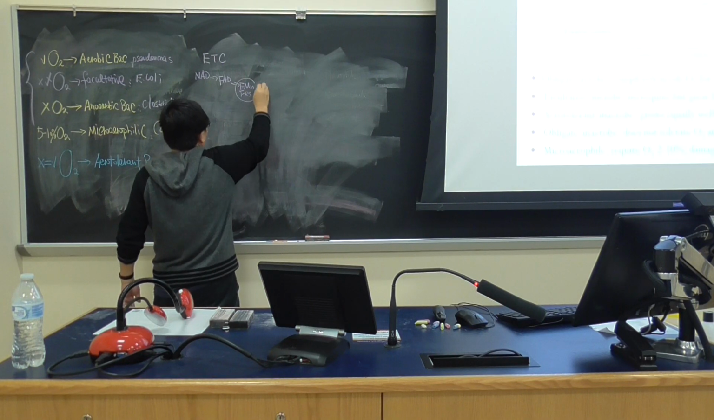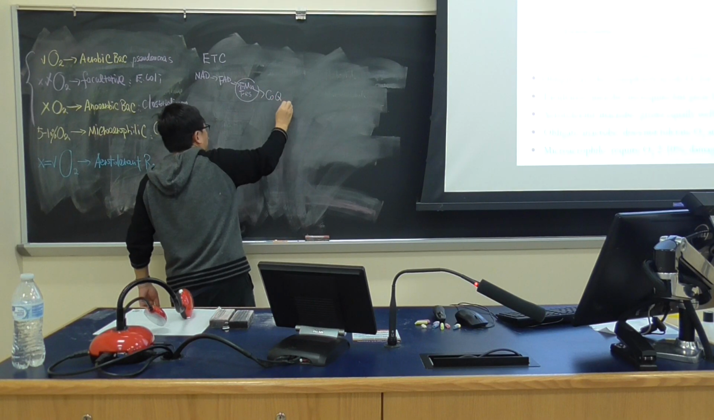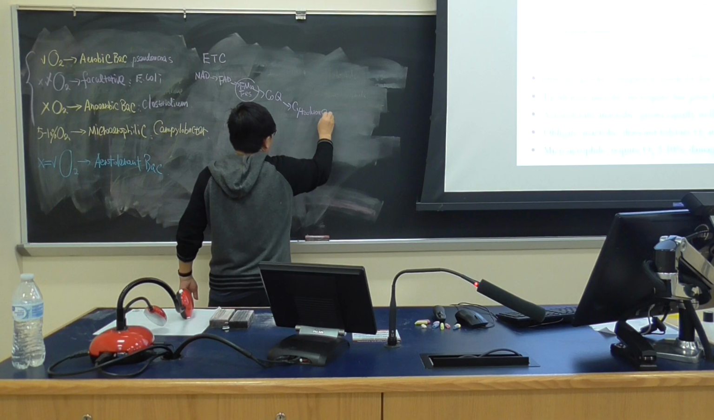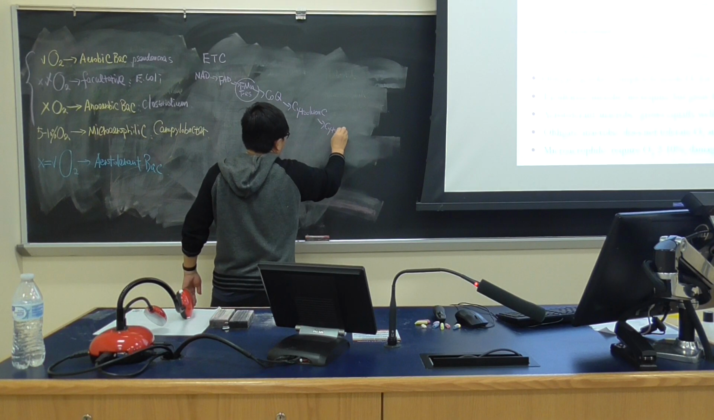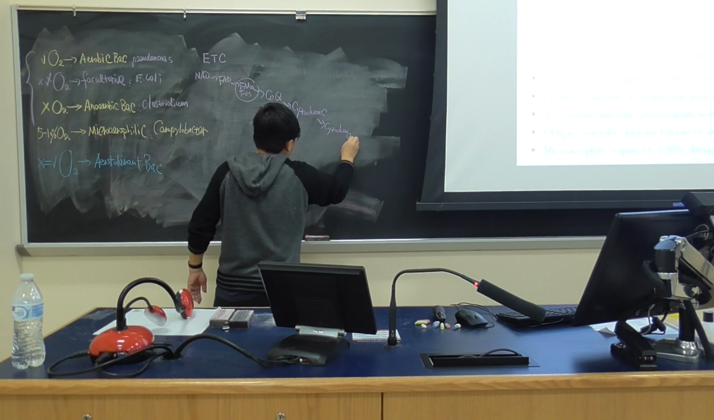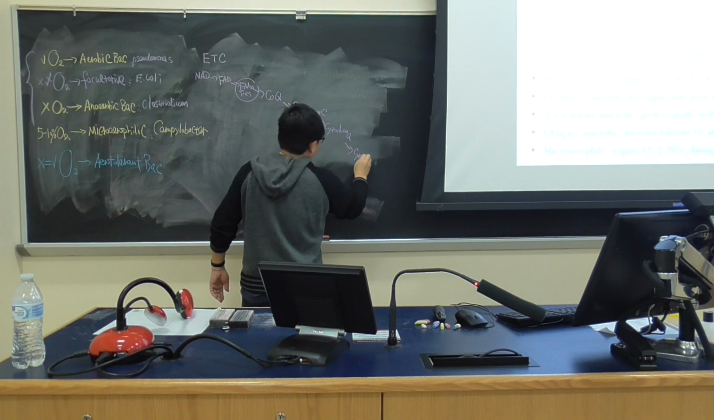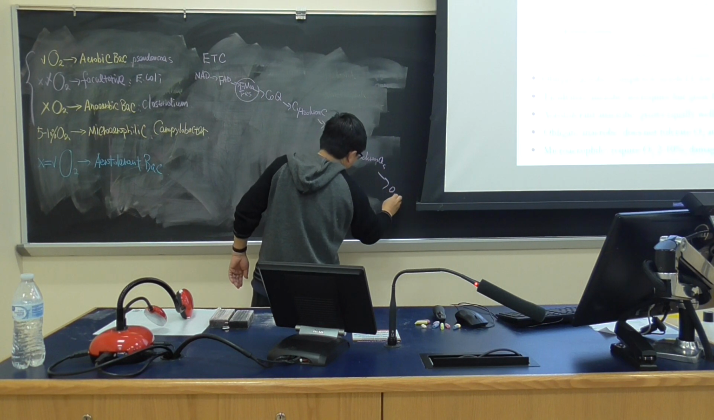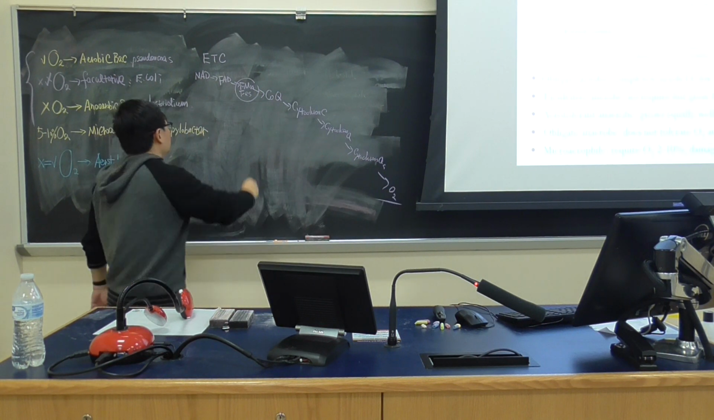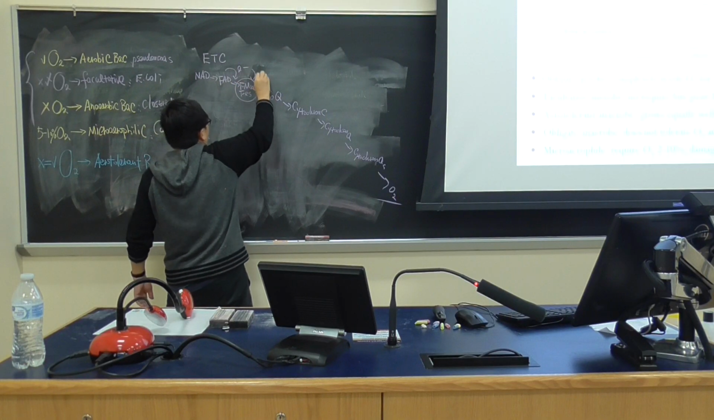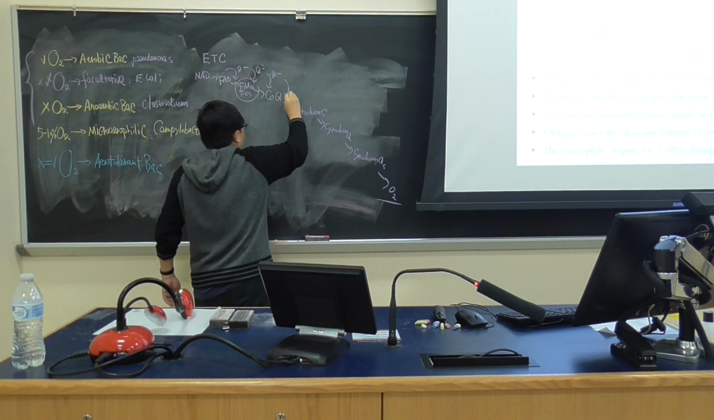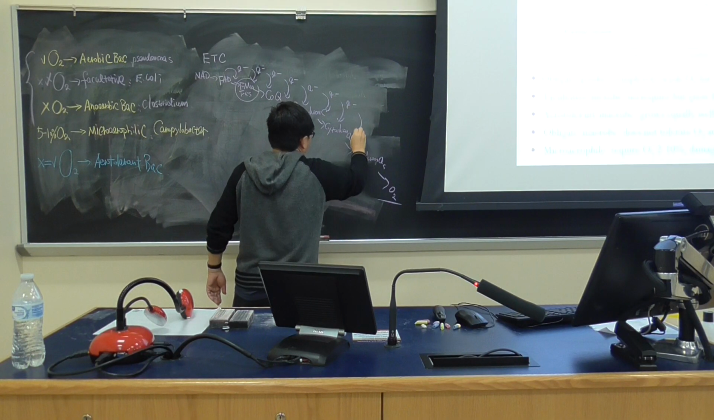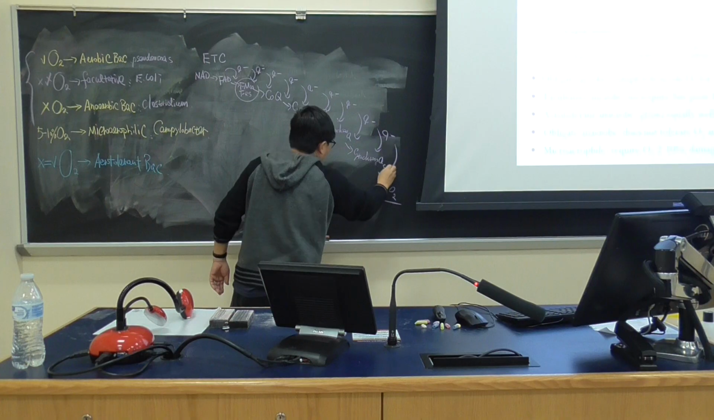It's a complex. Then we go to coenzyme Q, then cytochrome C, then cytochrome A, then cytochrome A3, and finally oxygen. Okay, the electron transfer relates to the energy transfer.